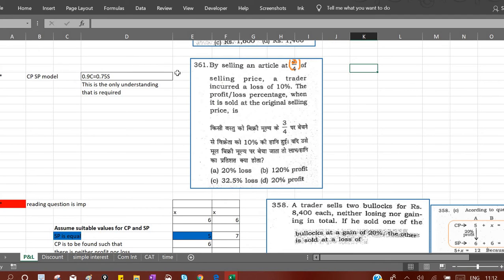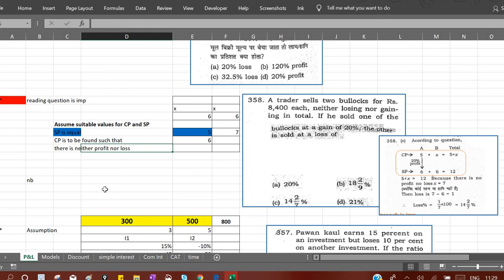And this is a class problem. He sold at 3/4 of the selling price and he incurred a loss of 10%. This is a very important concept. He is selling two bullock carts at the same price. So SP is the same for both of these. One was sold at 20% profit. So this is the cost price. Let's assume this is X.